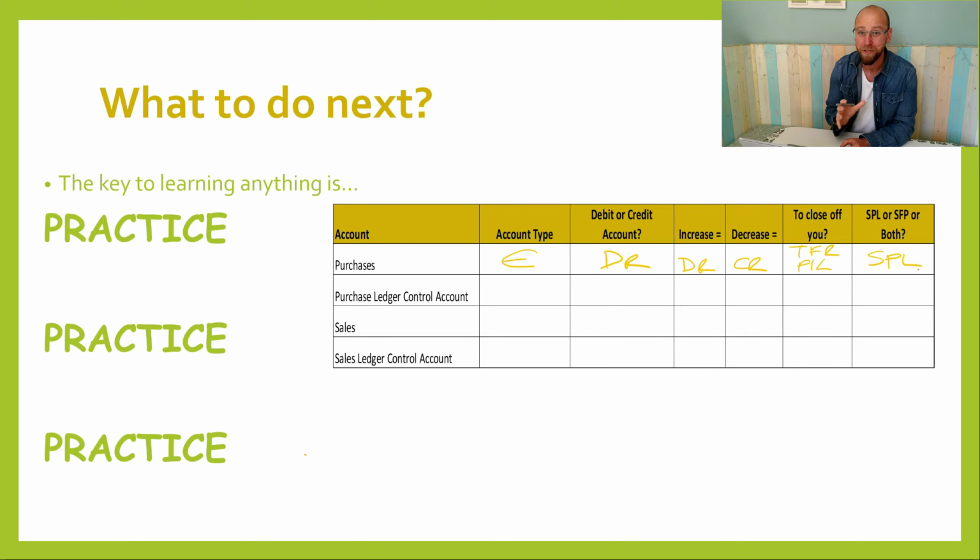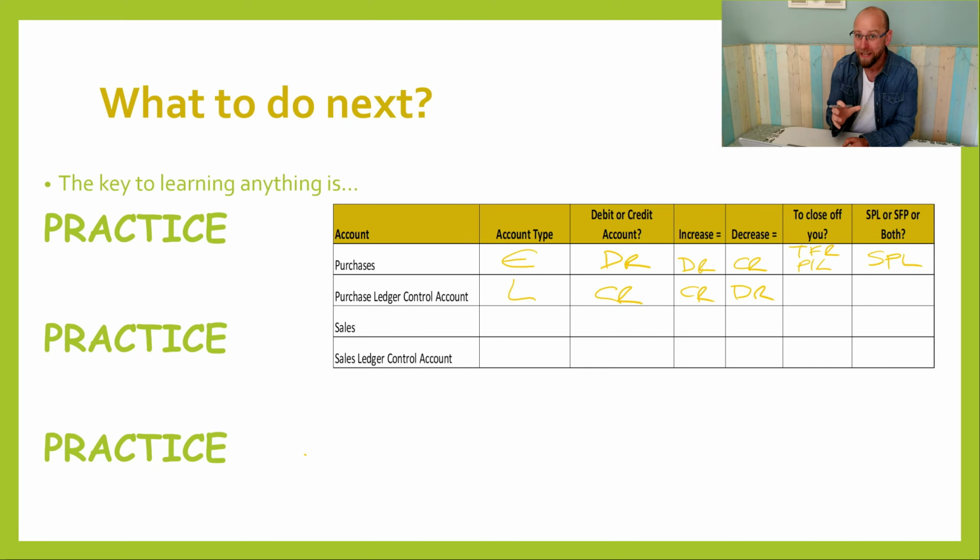So let's take a look at the purchase ledger. As we saw earlier on, the purchase ledger tells us how much we still owe to our suppliers. Because we owe money to our suppliers, anything the business owes is treated as a liability. And we know from CLIC that a liability is a credit account. So when we increase a credit account, that's going to be a credit. And when we decrease a credit account, we know that's going to be a debit.